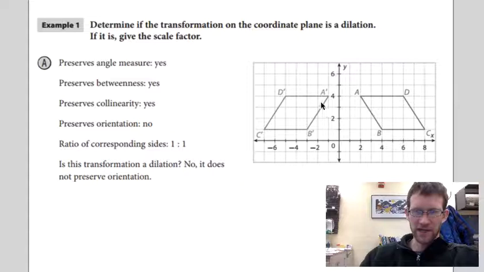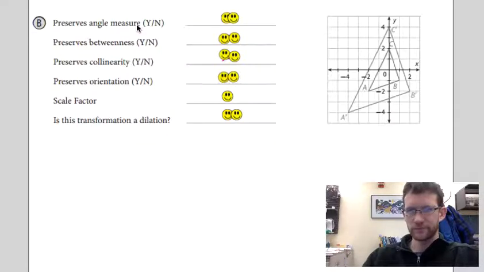So for example, we can check these, and we can figure out whether or not this is a dilation. Does it preserve angle measurement? Yes. Does it preserve betweenness? Yes. Are collinear points still collinear? Yes. Is the orientation the same? No, right? It's been reflected. So no, this is not a dilation.